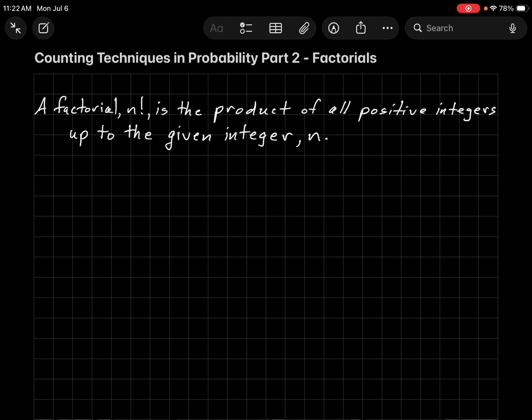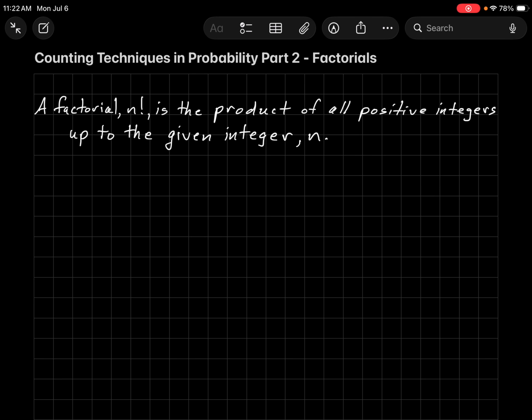Counting Techniques in Probability Part 2, Factorials. In this video, we are going to go over the concept of a factorial very briefly that we can use in the next video, which is going to talk about permutations and combinations.